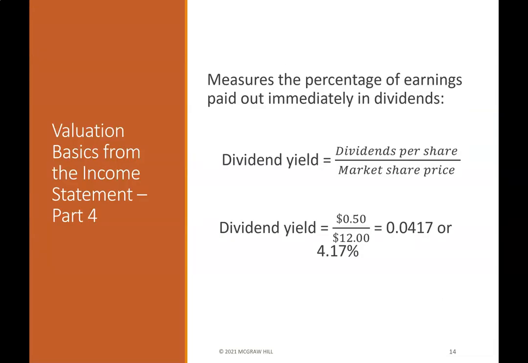Valuation basics from the income statement, Part 4. Dividend yield measures the return from dividends relative to the share price. Dividend yield equals dividends per share divided by market share price. So if the dividends per share are 50 cents and the market share price is $12, you would have a dividend yield of 4.17%.